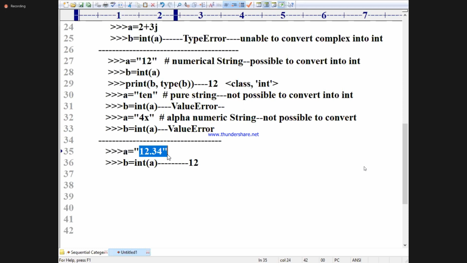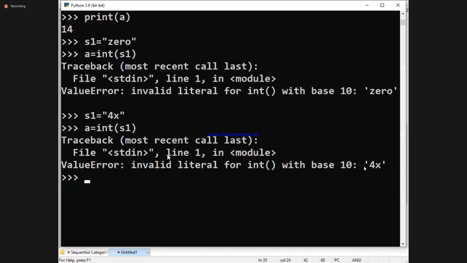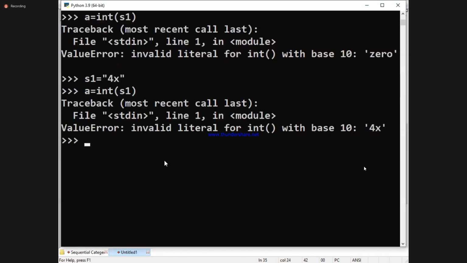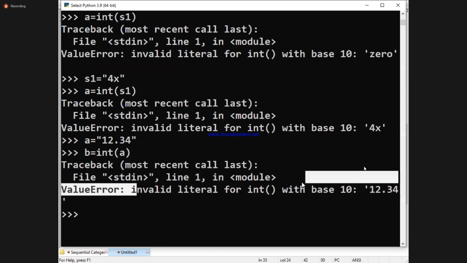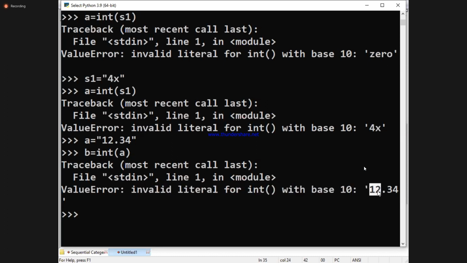Right? This is called a shocking kind of question. Come on. A is equal to 12.34. B is equal to int of A. See that. What is that? Invalid literal for int() with base 10. 12.34 is not taken as an integer string. It is considered a float string, but not an integer string.